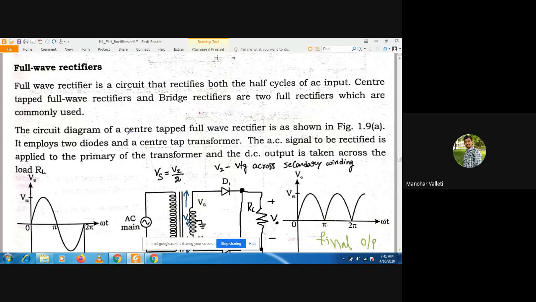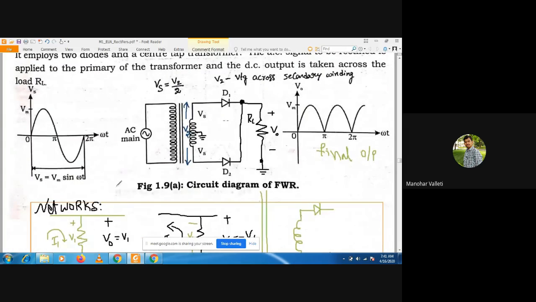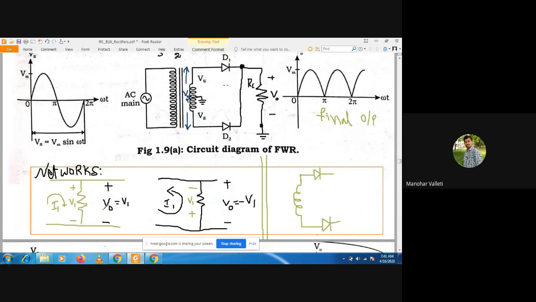Hi everyone. In this lecture, we are discussing the center tapped full wave rectifier operation. First, we will see some of the network analysis basics. The main intention here is how the current direction will vary the output voltage.